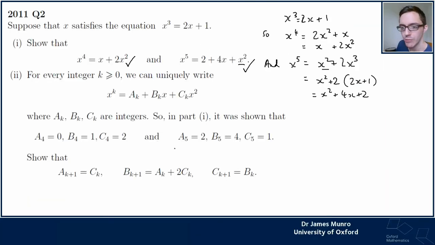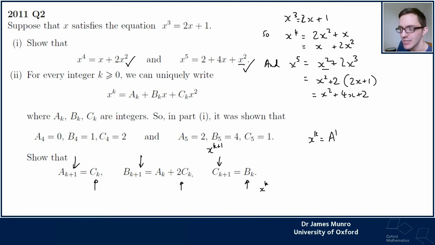In part 1 we showed these things, and now it would like us to show that these relationships are true. And I think the way I'd start messing around with this is to think, well, these things on the left are facts about x to the k plus 1, and these things on the right are facts about x to the k. We've got something like x to the k is equal to, oh, we've got exactly this, haven't we?